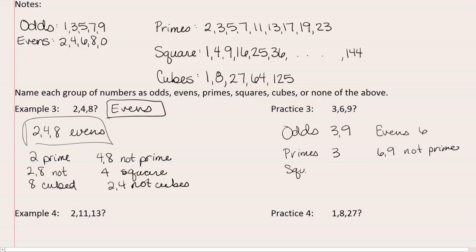Squares. 9 is a square number, but 3 and 6 are not. And cubes. We have no cubed numbers. So in this case, out of my group choices, I have no group that has all three things in this. So this is a group of none of the above. They are not a group of odds, evens, primes, squares, or cubes.